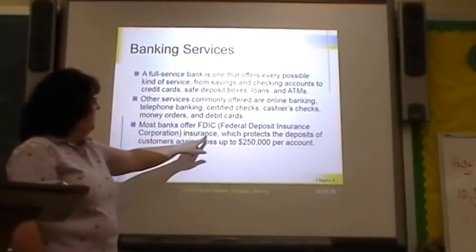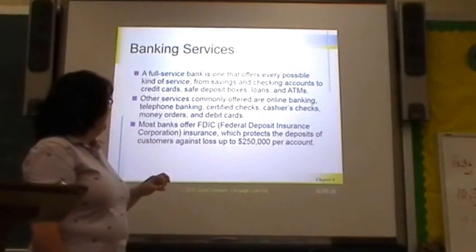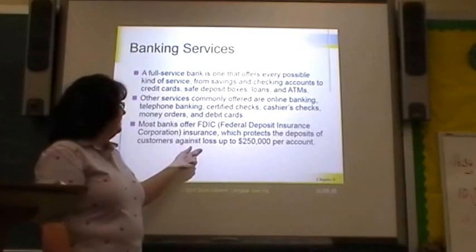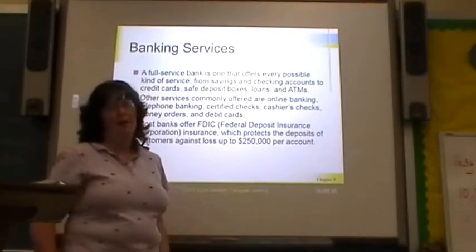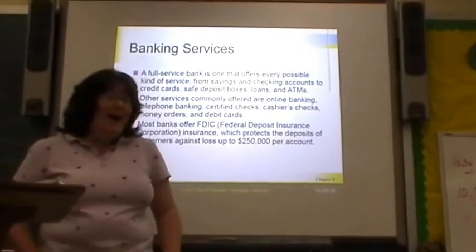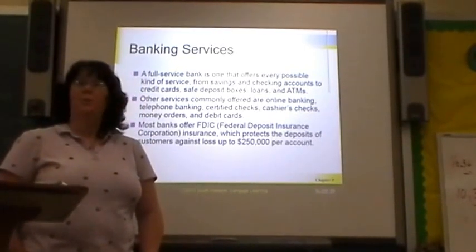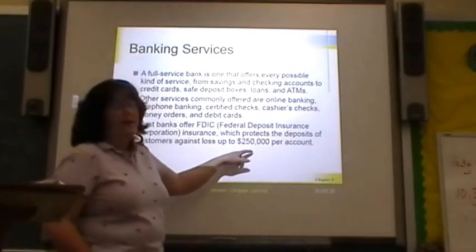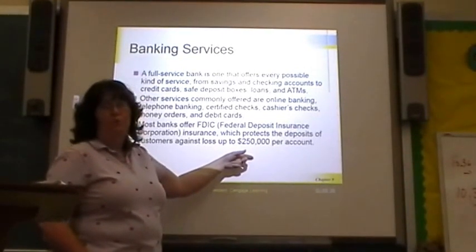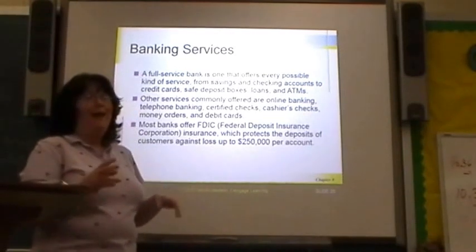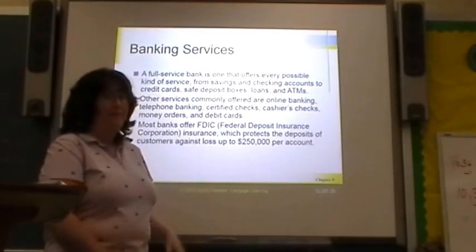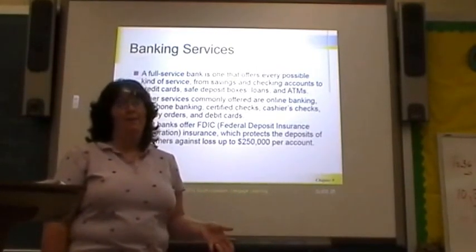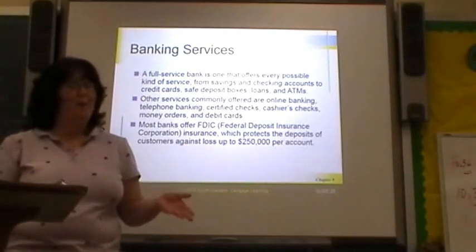Most banks offer Federal Deposit Insurance Corporation insurance, which protects the deposits of customers against loss up to $250,000 per account. So if you have $500,000, you don't want to put it all in one account, okay? Because the insurance has a limit. They're only gonna reimburse you $250,000. So you want to have two accounts and split up your $500,000 into two different accounts. And you can have as many accounts as you need. You just have to remember you're liable for service charges.